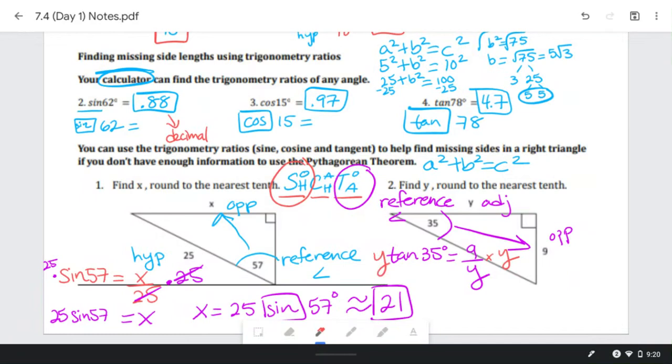We're going to have to do this to rearrange the equation a little bit. Those cancel out. We get y tangent of 35 equals 9. And then we can go ahead and divide both sides by the tangent of 35. So on your calculator, you want to do 9 divided by tangent of 35. And we're rounding to the nearest tenth. So you should get about, y is about 12.9.